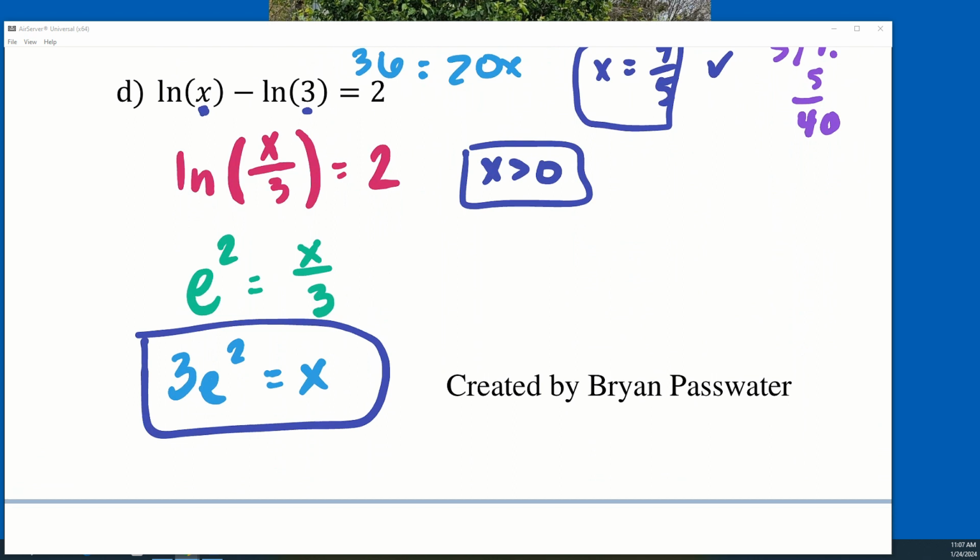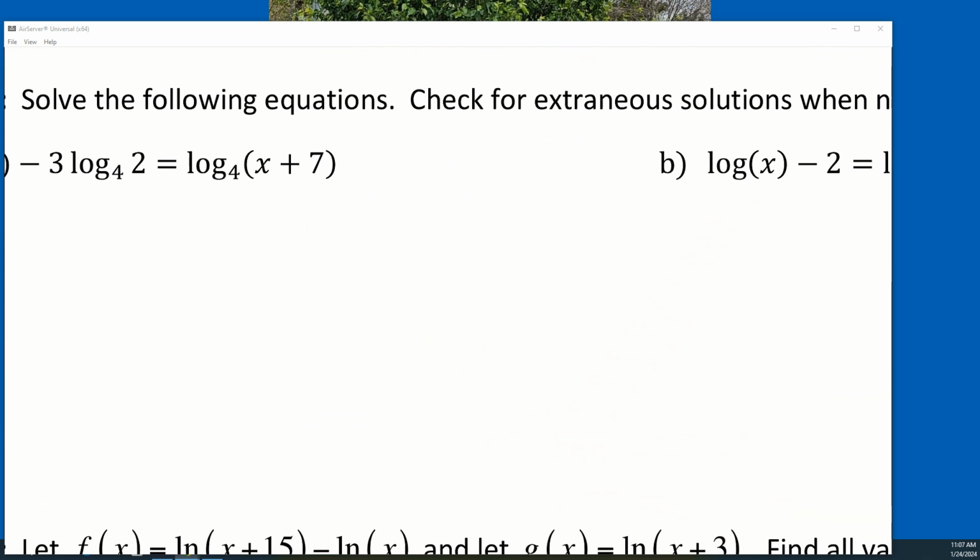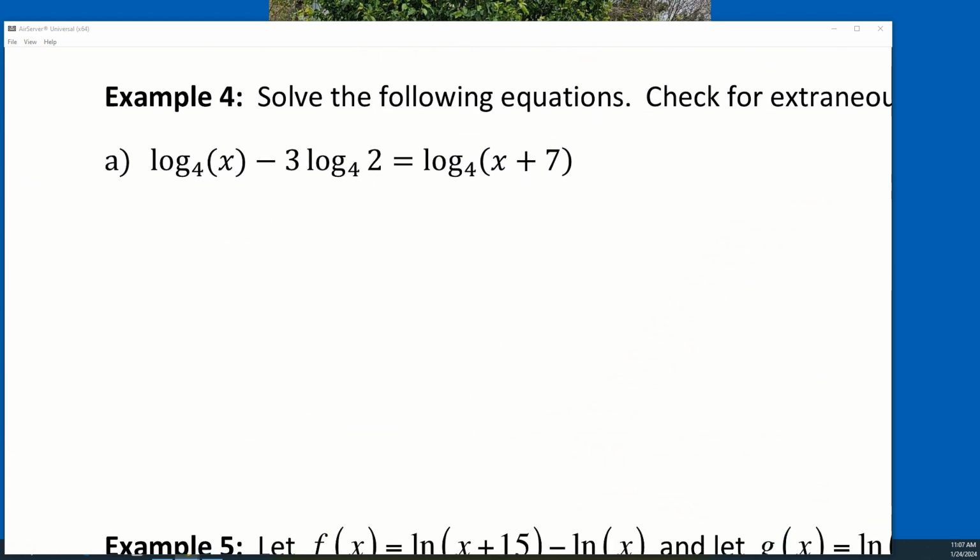All right, now we do have a shortened class period today, so I'm not going to do all of these examples. I'm going to get started on example 4, and then we're going to skip all the way down to example 7, just so you have a little bit of time to work.